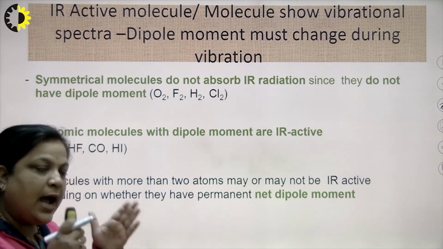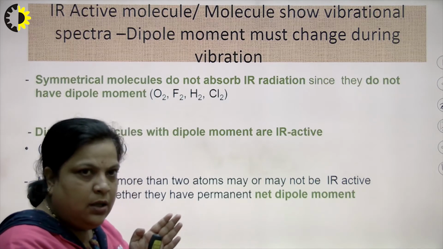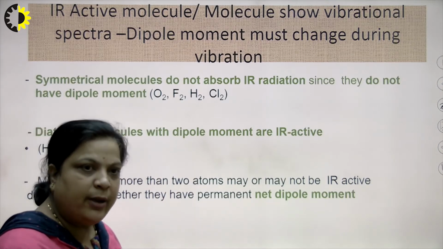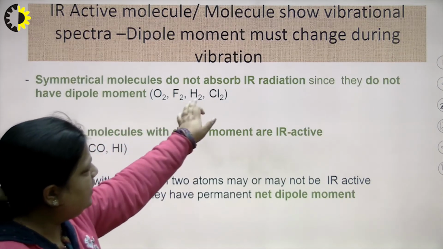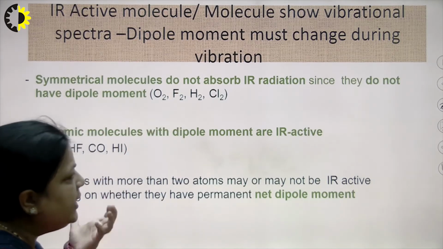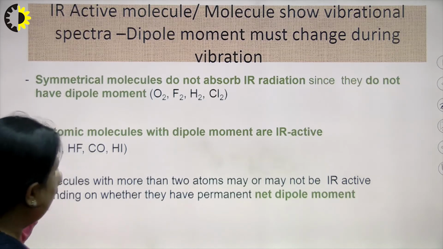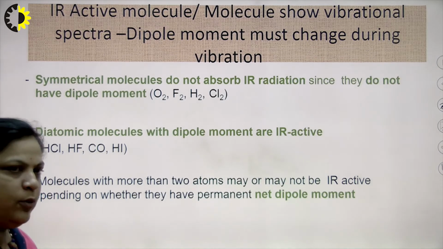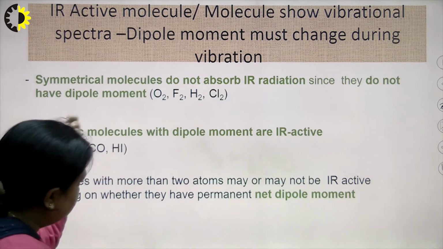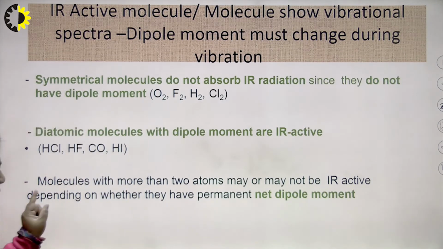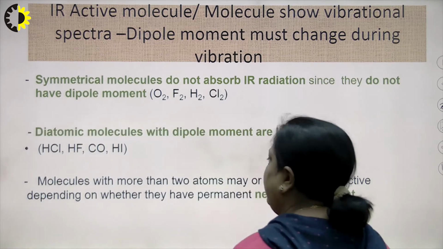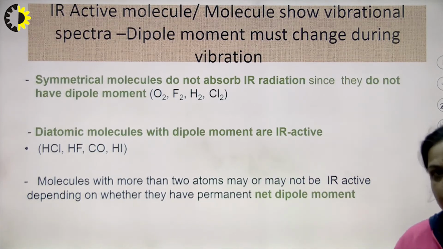It means IR active compounds are those which have permanent dipole moment or dipole moment change during vibration. Otherwise they are IR inactive, that is, they will not show IR spectra. Diatomic molecules which show dipole moment like HCl, where Cl is more electronegative than hydrogen, definitely have polarity. So HCl, HF, CO, HI, all these molecules are IR active. Molecules with more than one atom may or may not be IR active depending on whether they have permanent dipole moment.